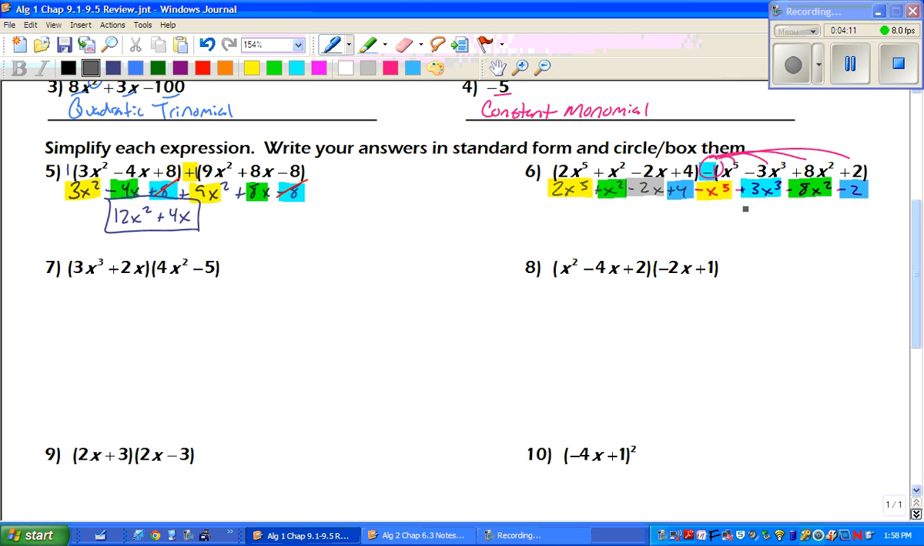And now we're just going to write them in standard form. So 2x to the 5th minus x to the 5th would give us x to the 5th. Next would come my positive 3x cubed. Let's see, x squared and negative 8x squared would give me negative 7x squared. Then we have our minus 2x. And then positive 4 and negative 2 gives me positive 2.